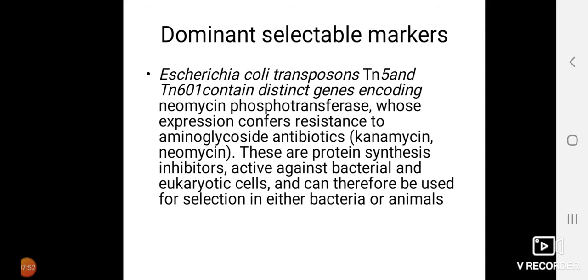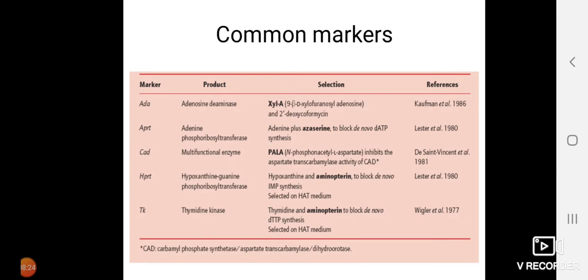Equally, the transposons, that is Tn5 and Tn601, contain a distinct gene encoding neomycin phosphotransferase, which people use as a marker gene. It confers resistance to the cells against aminoglycoside antibiotics like kanamycin and neomycin. These are protein synthesis inhibitors active against bacterial and eukaryotic cells. Therefore they are used as a selectable marker in either animal or prokaryotic systems.